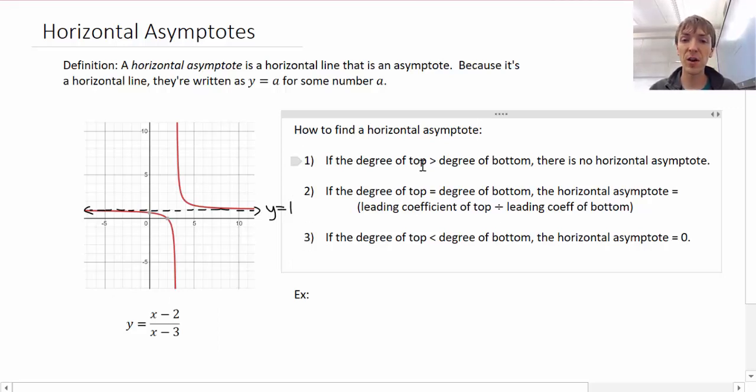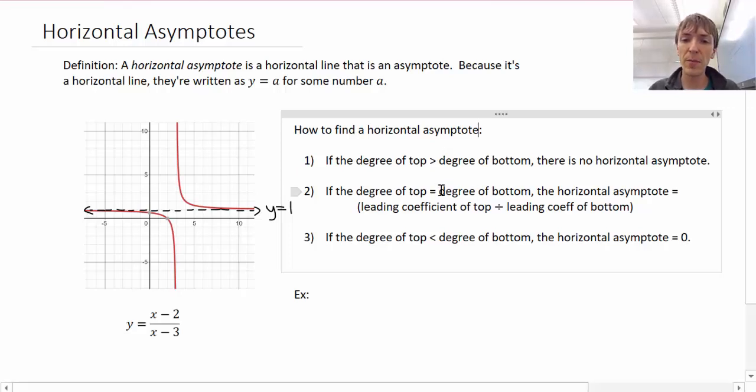So, if the degree of the top is bigger than the degree of the bottom, then there's no horizontal asymptote at all. And the way you can think about that is that as x gets really big, the top is getting so much bigger than the bottom that the quotient is just going off to infinity, or maybe it's going off to minus infinity. So it actually looks a little bit like a polynomial, the way that polynomials go up or down on their far ends.